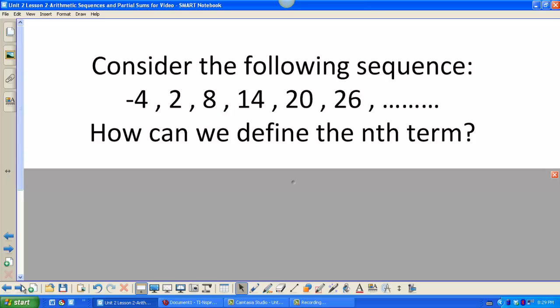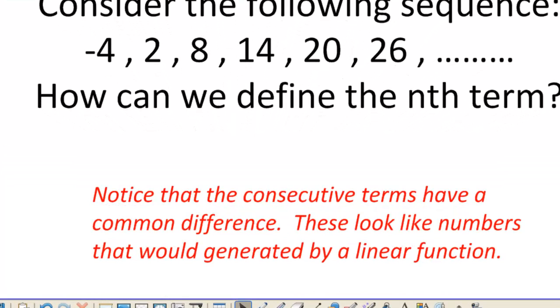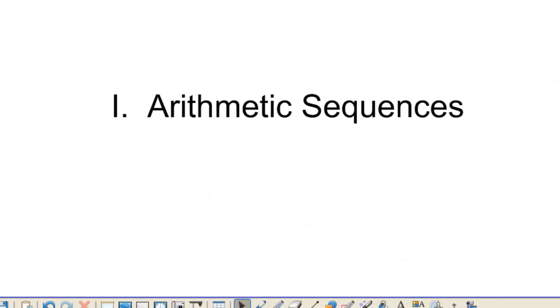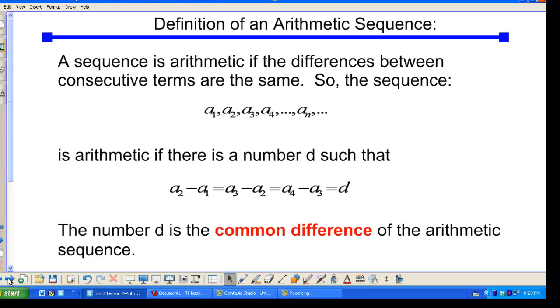If you notice, we keep adding 6 to each term. The consecutive terms have a common difference. In other words, these look like numbers that would be generated by a linear function. These are called arithmetic sequences. A sequence of numbers whose consecutive terms have a common difference is called an arithmetic sequence. A sequence is arithmetic if the differences between the consecutive terms are the same.